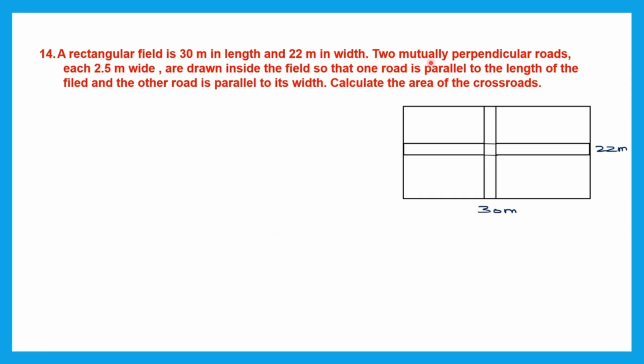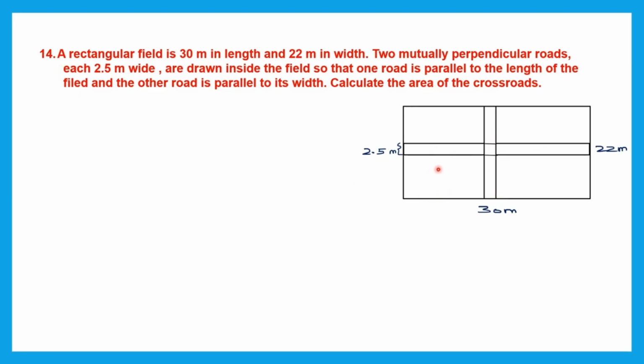So here we are talking about two mutually perpendicular roads. Can you see this is one road, this is one road, and they are mutually perpendicular because they are cutting each other at 90 degrees and each is 2.5 meters wide. So the width here is 2.5 meters. And these two roads are drawn inside the field so that one road is parallel to the length of the field and the other road is parallel to the width of the field. Now we have to calculate the area of the crossroads. This is called the crossroads. We have to find the area of the crossroads.